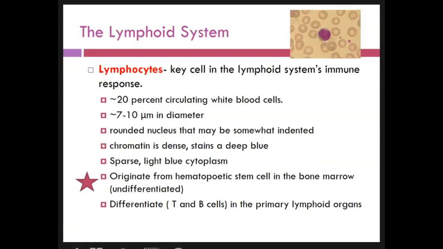The lymphocyte is the key cell in the lymphoid system's immune response. There are about 20% of these circulating in our overall white blood cell population. They are about 7 to 10 microns in diameter. The nucleus of the lymphocyte is about the same size as a healthy, normal red blood cell. They usually have a rounded nucleus that may be indented. And don't worry so much yet about the chromatin, but this is where we're going. Medical laboratory professionals are very detail oriented, and so we're going to learn to train our eye on the details of even the cytoplasm and the nucleus. Like, what does the chromatin of the nucleus look like?